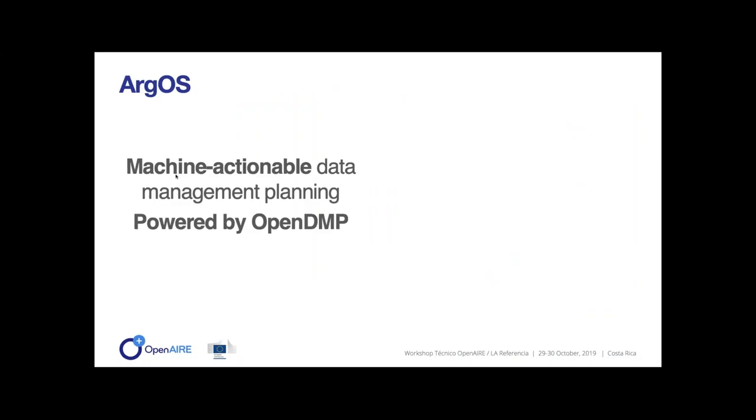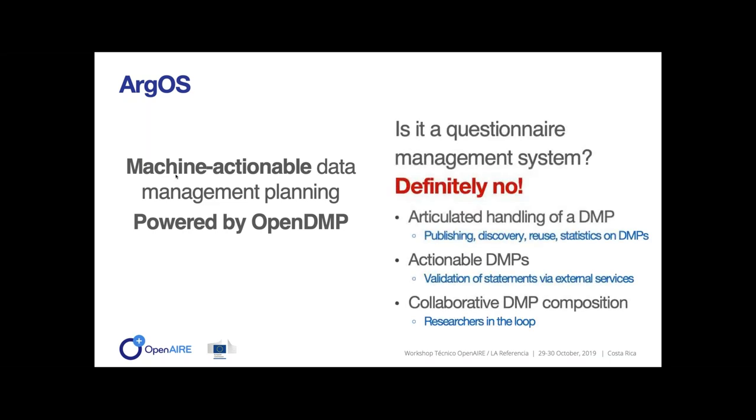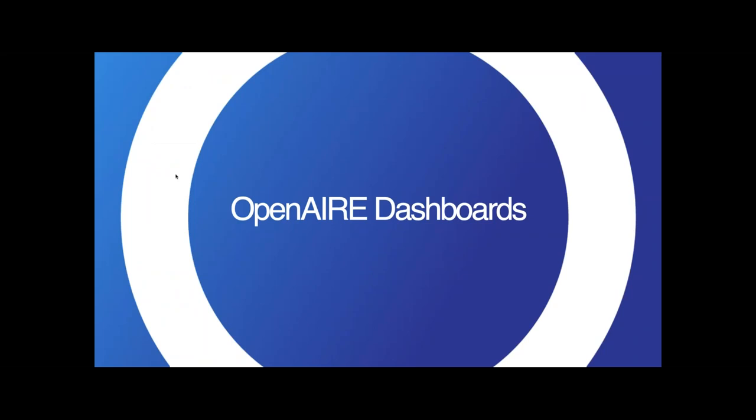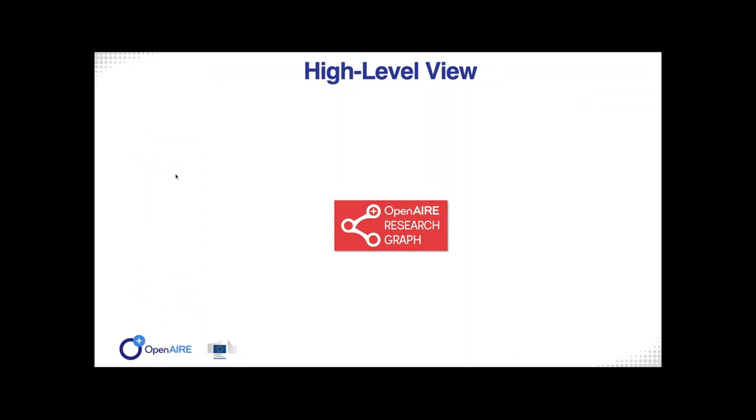Argos, I'll skip on that. You can find information on the internet, but anyway, it's the machine actionable data management planning. It's powered by an open source software called OpenDMP that we developed. And the concept is that of machine actionable data management plans. So if you want to have more information, you can contact me here. Amnesia is a service for the anonymization of sensitive data, which we are using in several contexts. You can download it and use it on your site.